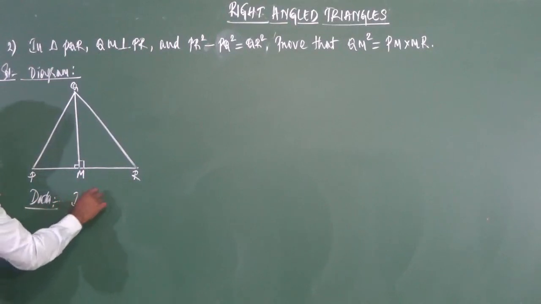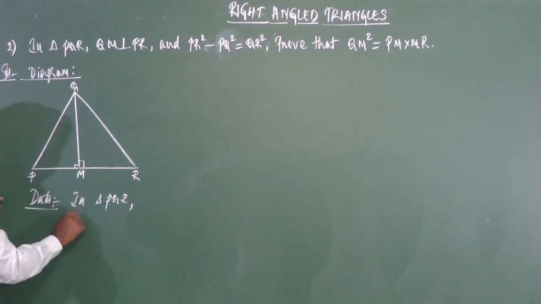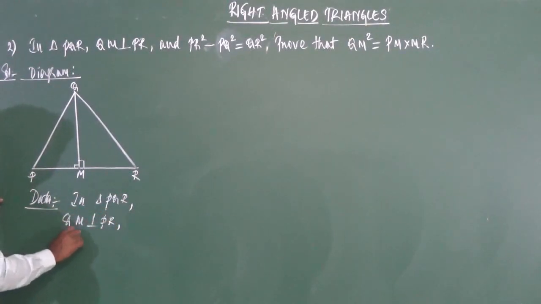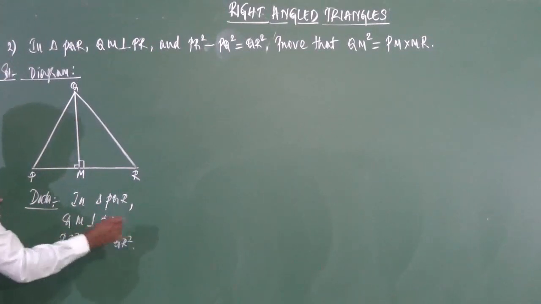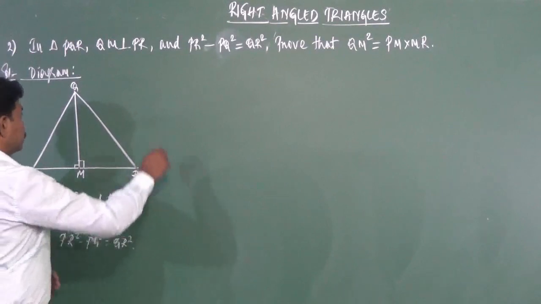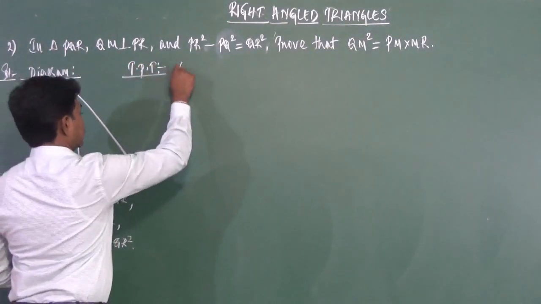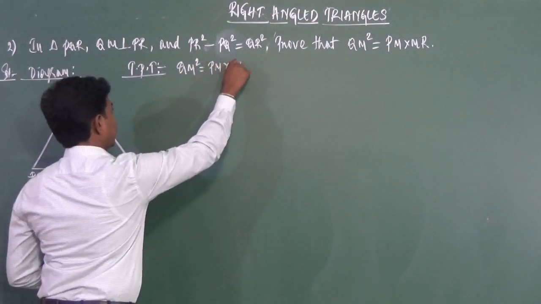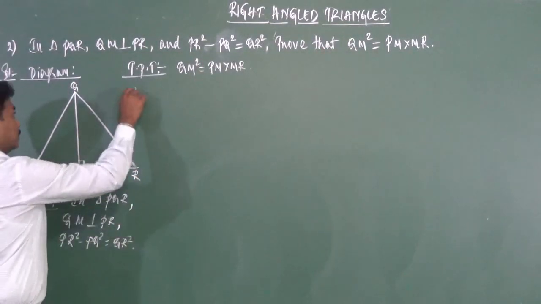So in triangle PQR, QM perpendicular to PR, and PR square minus PQ square is equal to QR square. Okay, this is given. So what is to be proved? To prove that QM square is equal to PM into MR. Okay, so let us get into the proof.